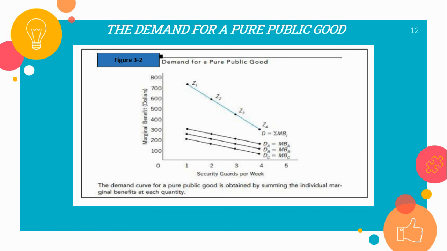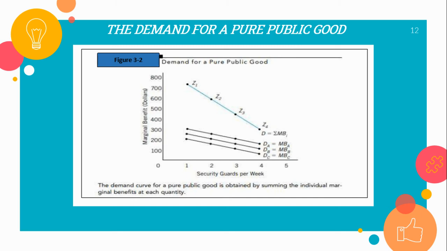The total amount that would be given up per security guard hired per week is the sum of the weekly marginal benefits of each of the three consumers. Points on the aggregate demand curve for a public good could be obtained by adding each person's marginal benefit at each possible quantity. The demand curve for a pure public good is obtained by summing the individual demand curves vertically. So the marginal benefit or demand price that each person would pay per unit of the public good is summed at each quantity of the good because all people must consume the same quantity.